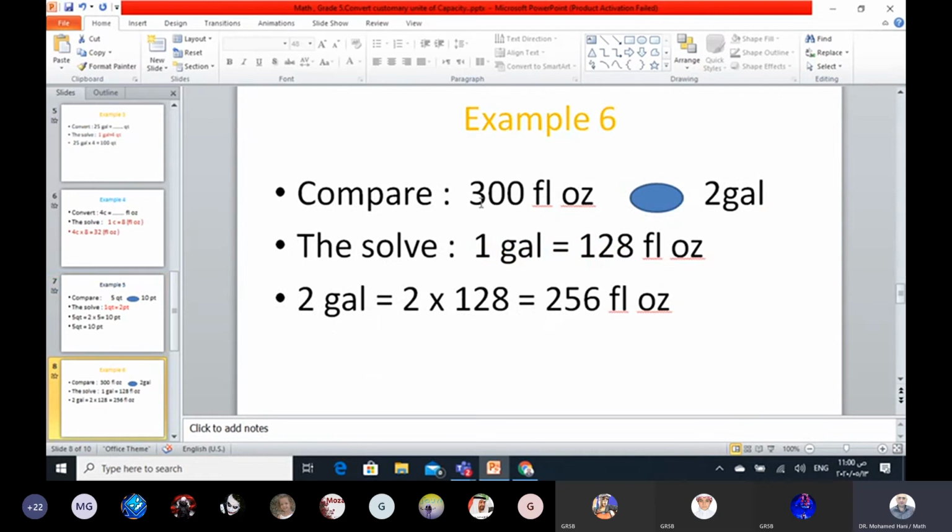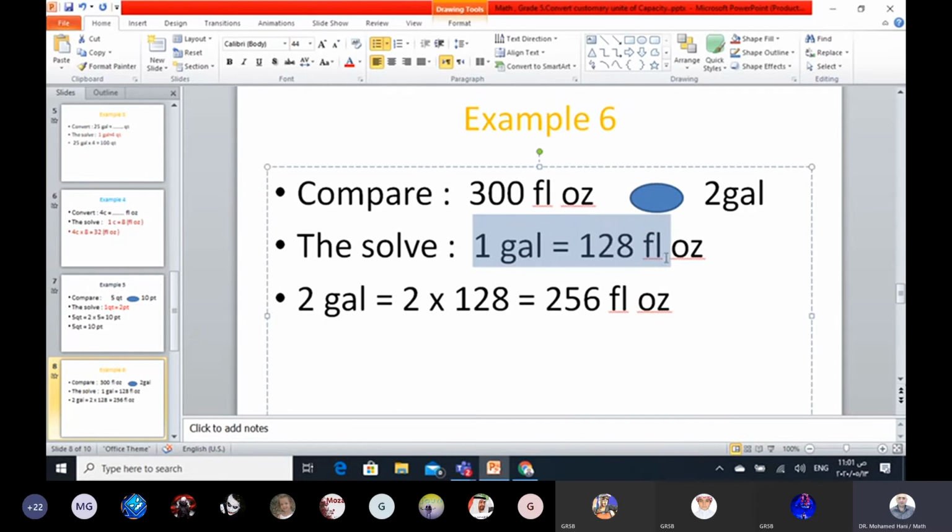Here we want to compare 300 fluid ounces and 2 gallons. Which is greater? I cannot compare directly because I have different units. Try to make them like units. The easy way is to convert from gallons to fluid ounces. What is the relationship between gallons and fluid ounces? Each 1 gallon equals 128 fluid ounces.